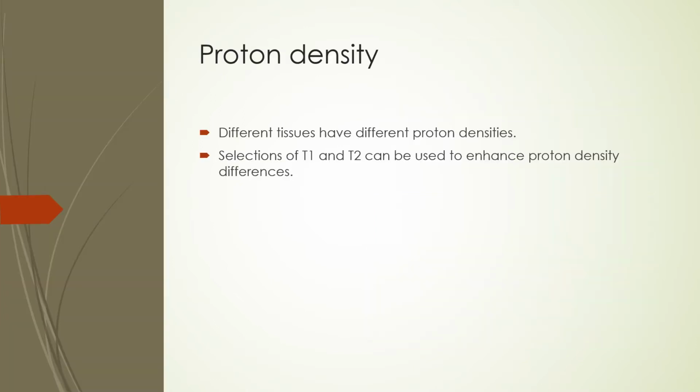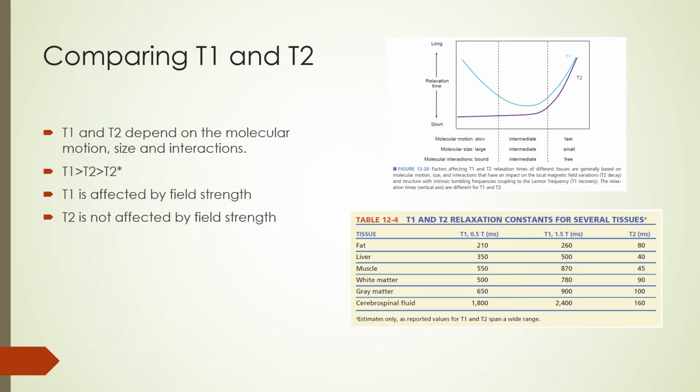Proton density is a fundamental property of tissues and can be exploited to achieve different MR signal strengths. Selection of different T1 and T2 can enhance proton density differences, leading to contrast based on proton density differences. T1 and T2 depend on molecular motion, molecular size, and molecular interactions, as the top figure shows. Because most tissues of interest for clinical MR applications are intermediate to small-sized molecules, tissues with a longer T1 usually have a longer T2, and those with a shorter T1 usually have a shorter T2.